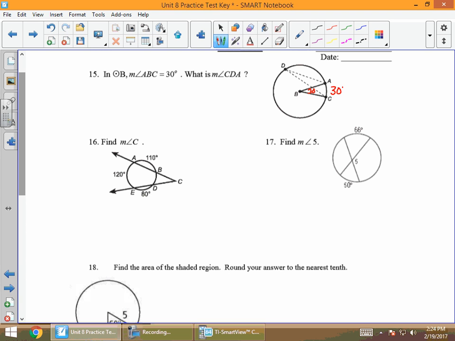The question wants us to find the measure of angle CDA, which is an inscribed angle. And an inscribed angle is half of the arc. So it is half of 30, which is 15 degrees.